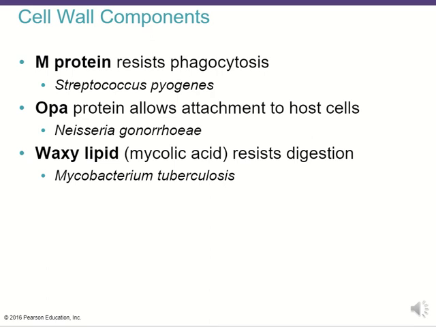Now, as far as components of cell walls, there are M proteins, which resist phagocytosis by white blood cells, such as those observed in the cell walls of Streptococcus pyogenes. There are Opa proteins, which allow attachment to host cells, such as in the cell walls of Neisseria gonorrhoeae. And then there are waxy lipid molecules, typically mycolic acid, which help those microbes resist digestion, such as in the case of Mycobacterium tuberculosis.